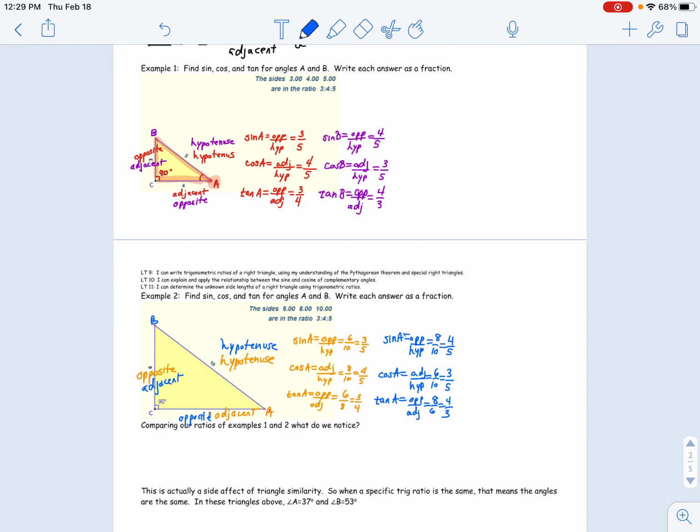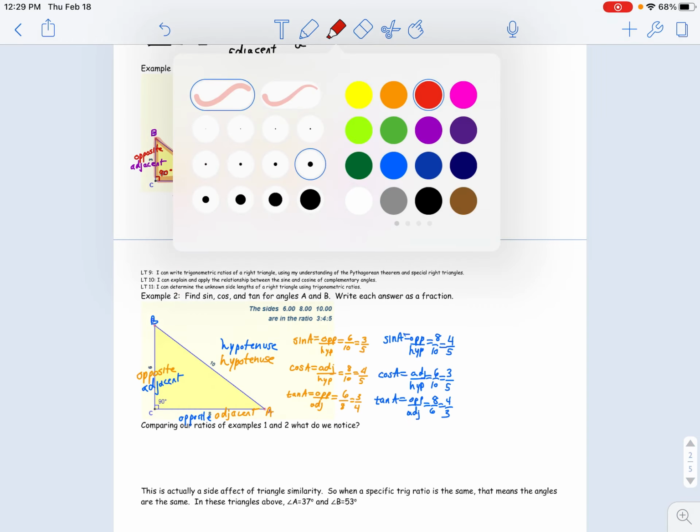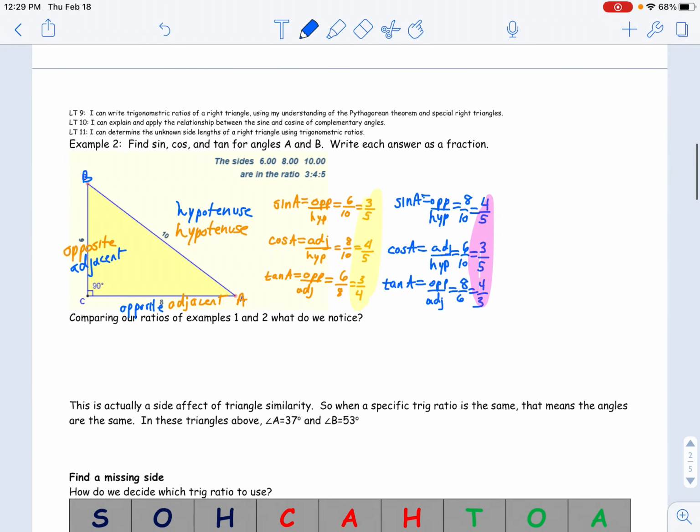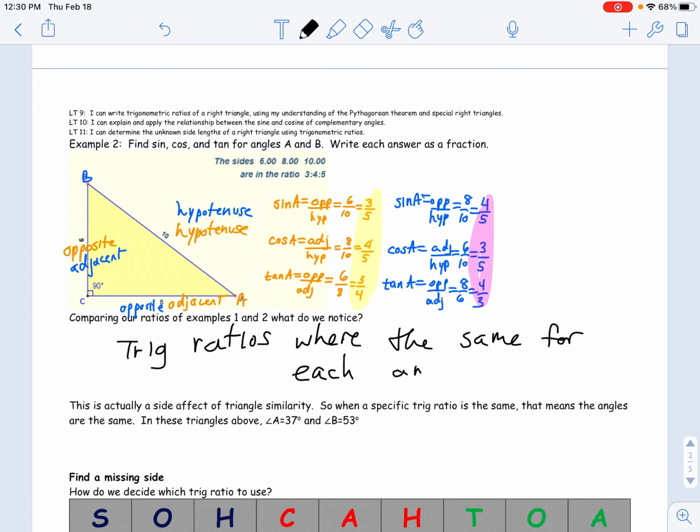So notice something. All right. What do we notice in example 1 and 2? The trig ratios are the same. For angle A, we have 3/5, 4/5, 3/4. That's what we got down there. Then for angle B, we have 4/5, 3/5, and 4/3. They're the same, all right? Trig ratios were the same for each angle.